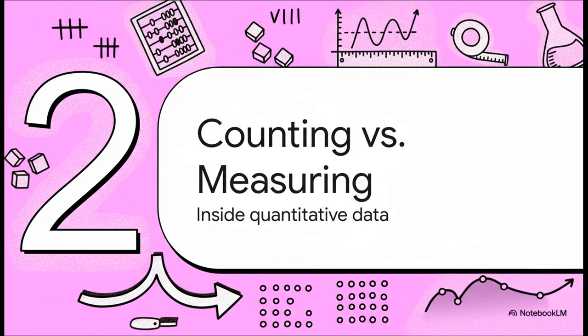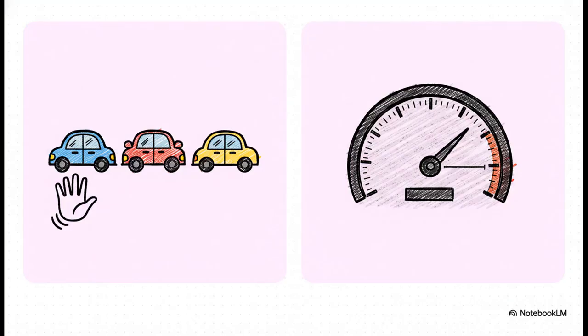But wait, it gets a little more interesting. Inside that big world of quantitative data, there's another split. Because you see, not all numbers are created equal. You'd think a number is just a number, right? Well, not exactly. Let's dig into the two very different types of numbers. And that split is between what we call discrete and continuous data.